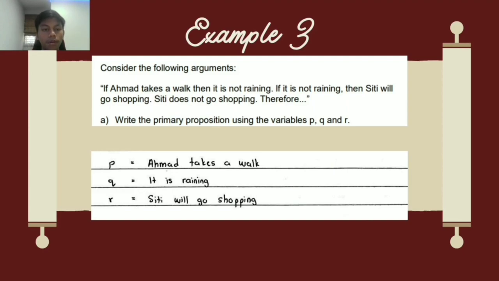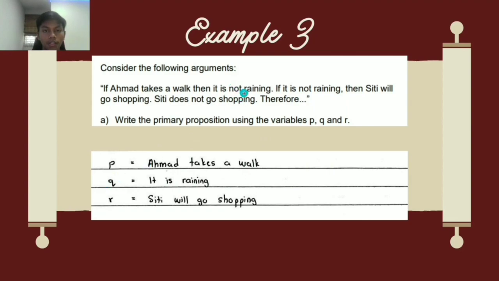A primary proposition is a sentence that has either a true or false value. So in this first sentence, if Ahmad takes a walk, then it is not raining, we can put P on Ahmad takes a walk, and then after the then we can put Q, it is not raining.